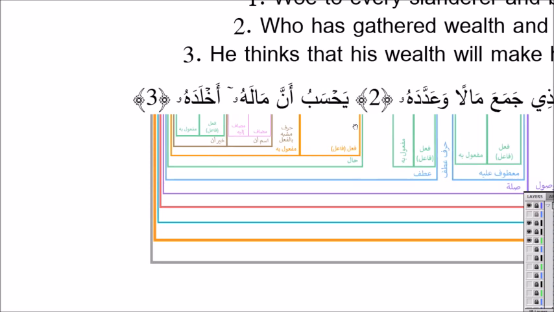And then inside the state we have another verbal sentence, which is the verb and the subject, and then an object of the verb. And inside the object of the verb we have a particle which resembles a verb, which is anna, and then we have the ism of anna, the predicate and the particle of anna. The predicate of anna is a possessive phrase, mudaf mudaf ilayhi, and then the particle of anna is a verbal sentence with the verb, the subject, and an object of the verb.